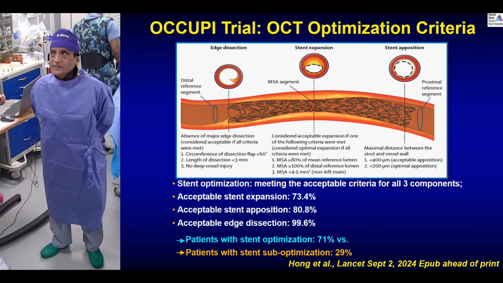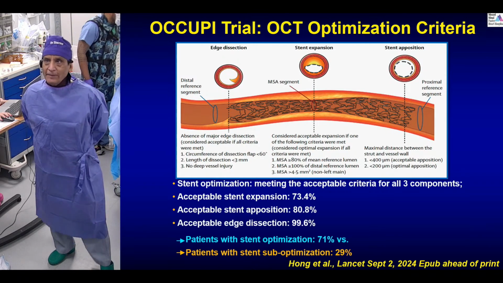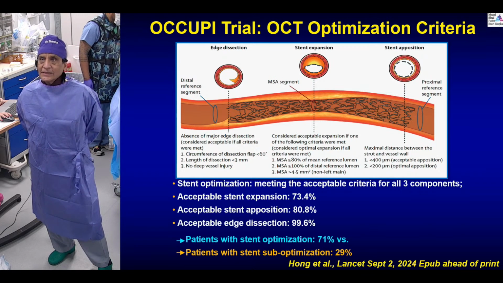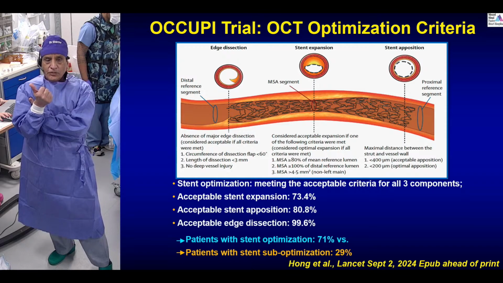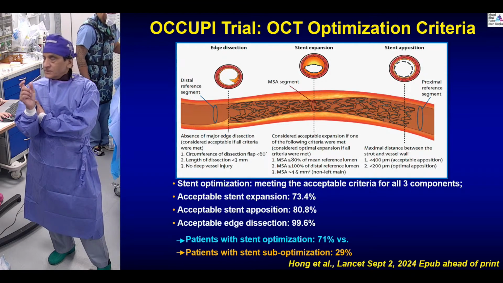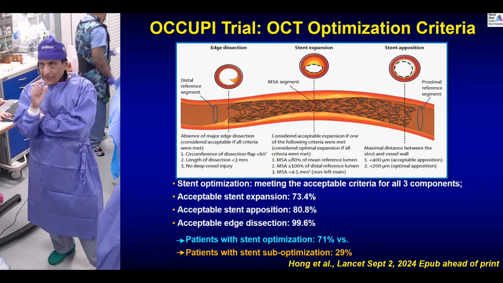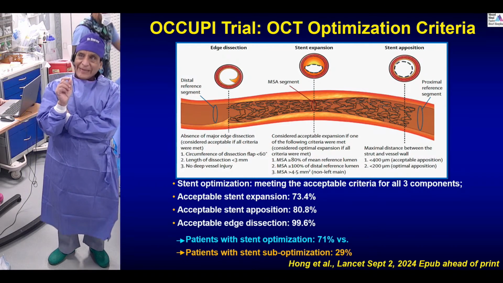When people ask, these are the data. Clearly, if your dissection flap is less than 60 degrees and less than 3 millimeters, and there's no deep vessel injury, it can be left alone. Our case had no deep vessel injury. It was 2 millimeters, and the flap circumference was less than 60 degrees. So those small ones can be left alone.